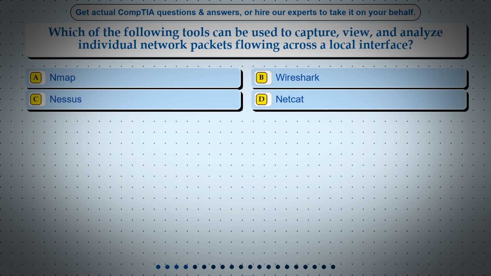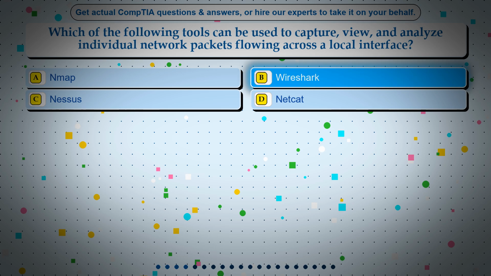Question 4. Which of the following tools can be used to capture, view, and analyze individual network packets flowing across a local interface? Option A, Nmap. Option B, Wireshark. Option C, Nessus. Option D, Netcat. The correct answer is option B, Wireshark.